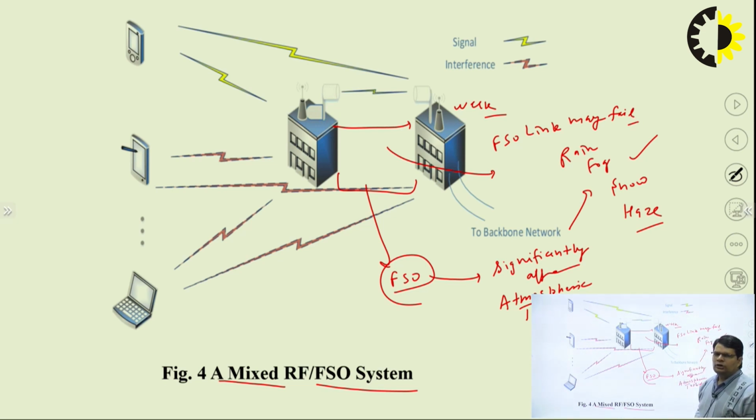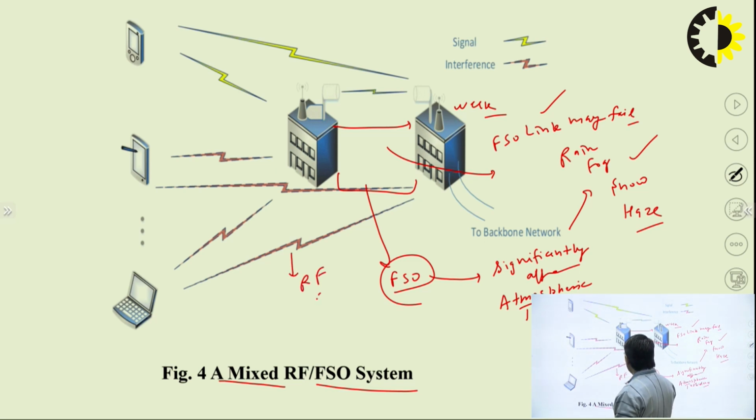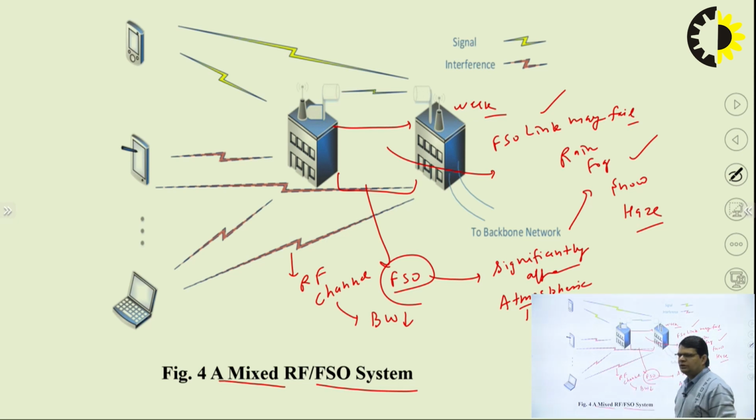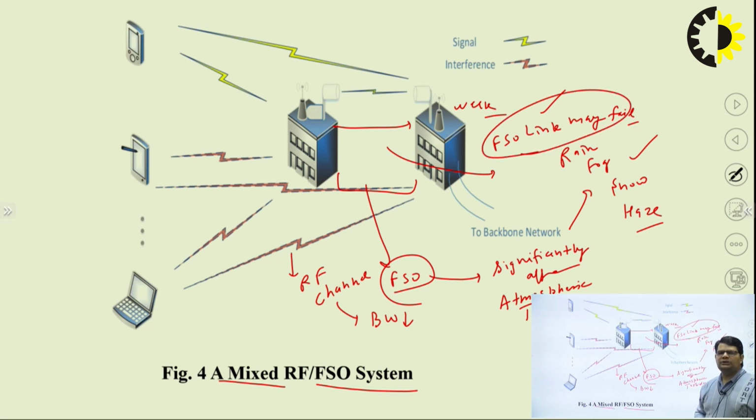So to continue the communication even in that condition where the FSO link fails, we can provide a parallel RF channel or RF signal that may be of low bandwidth, but this will ensure the communication even when the FSO link fails because of the high turbulence present in the atmosphere or free space. So along with the FSO we can have a parallel RF link or RF system with low bandwidth so that the communication can be continued.